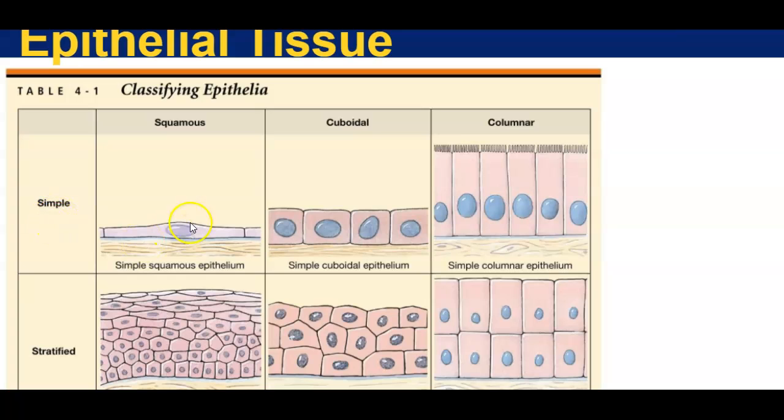So this picture right here would be simple squamous. This picture right here would be simple because it's one layer and in a cube shape, so simple cuboidal. This one, columns, and we call it simple columnar. All of these are many layers, so all of these are stratified: stratified squamous, stratified cuboidal, and stratified columnar.